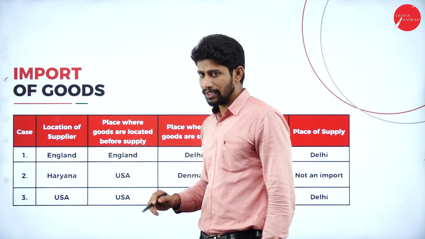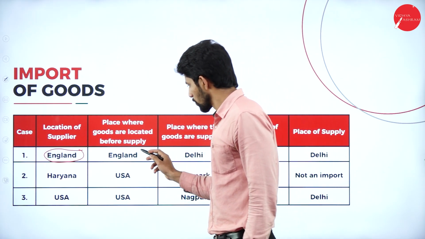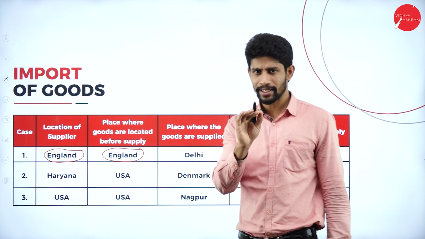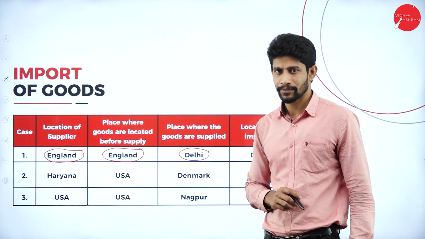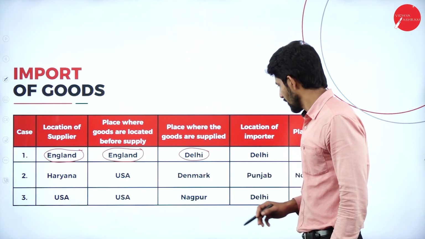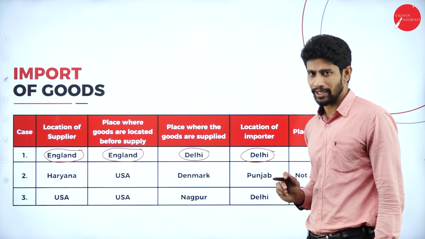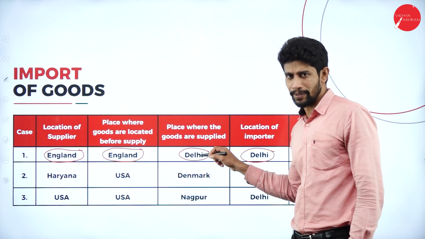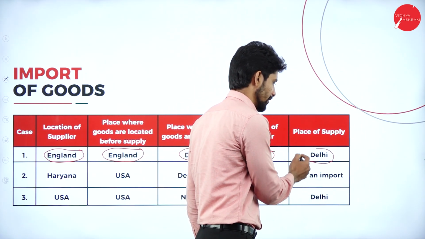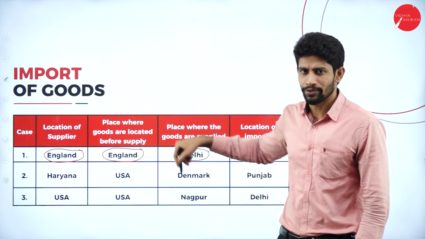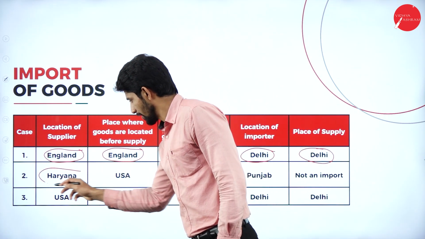In case 1, the supplier is in England and the goods were also in England, and he supplied the goods to Delhi. The importer is located in Delhi itself. He is receiving the goods in Delhi, and the importer is also in Delhi. So what is the place of supply? Place of supply is Delhi. Easy. He is in England, supplied to Delhi, so Delhi is the place of supply. Finished.